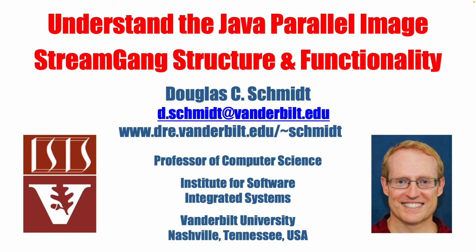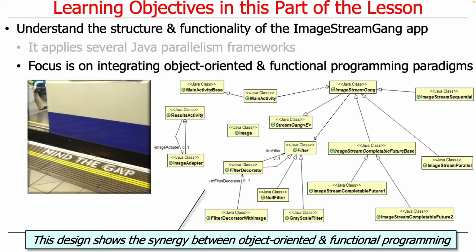So now that we've talked about the overall Java parallel ImageStreamGang structure and purpose, let's talk about its structure and functionality in more detail. And we're going to talk about the integration of object-oriented and functional programming paradigms. We've talked about what these are.